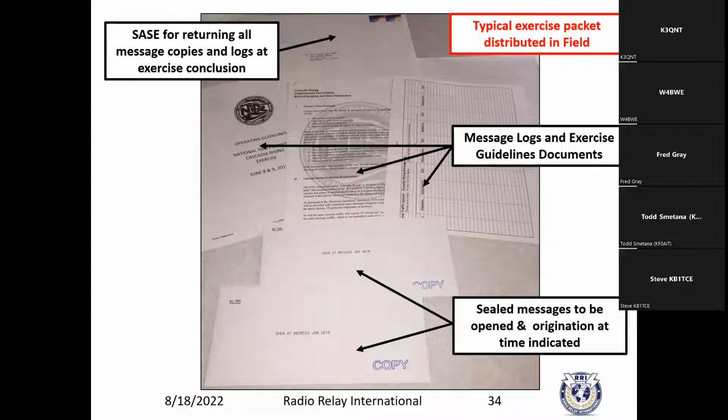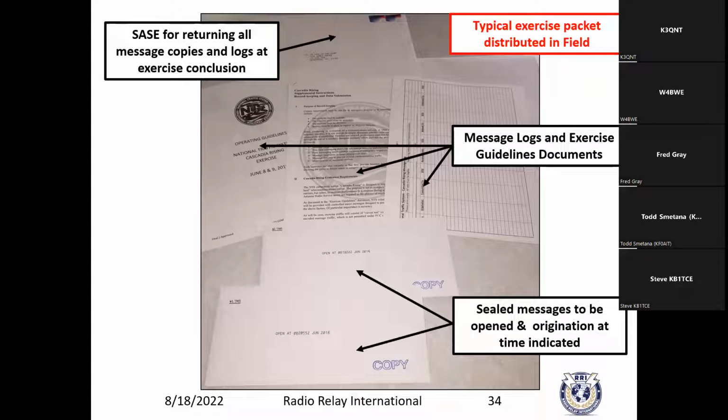Basically, here's the procedures. The prototype national response plan. We created an exercise plan describing the rules for the exercise and how it will be conducted. We provided a set of message logs. And then, of course, we provided the sealed messages and envelopes. And here's a couple of examples in the slide.